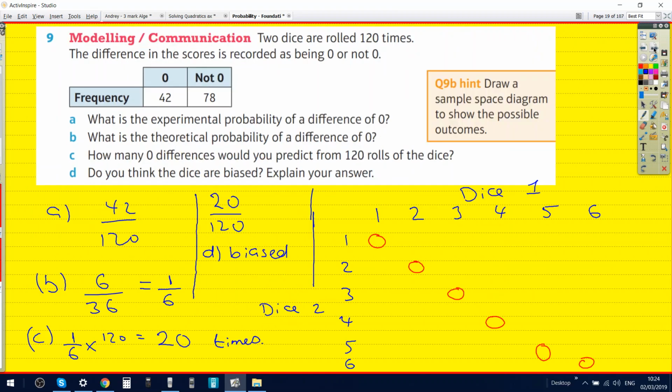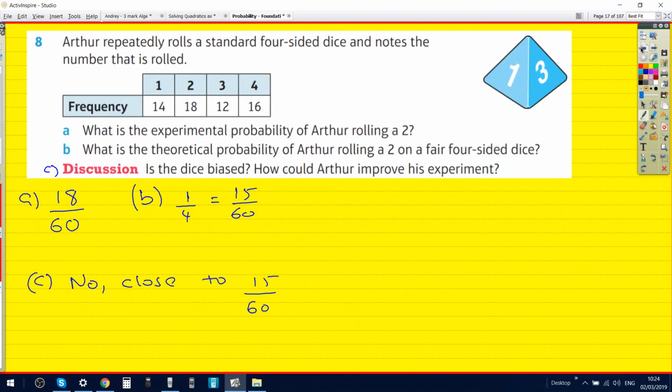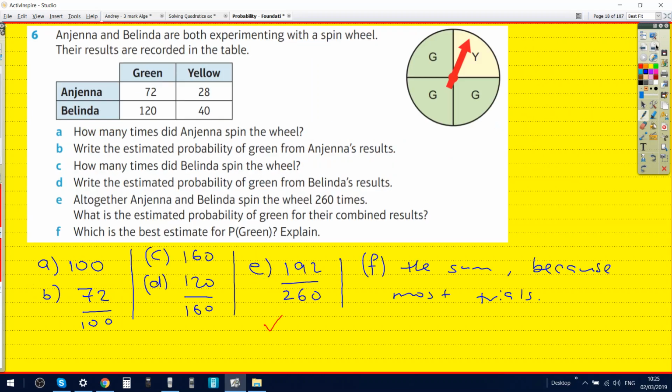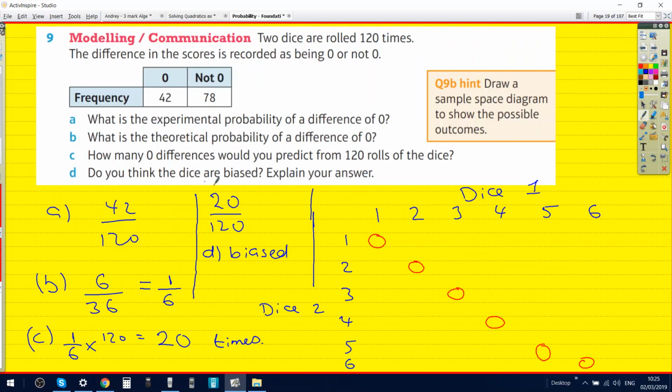The further away it is from the theoretical probability, the more likely it is that it's biased. Do you know what the difference has to be for it to be biased or not? That's outside the scope of foundation, but they'll make it very obvious. Here, 18 is very close to 15, and this one, 42 is more than double 20. So they'll make it obvious.